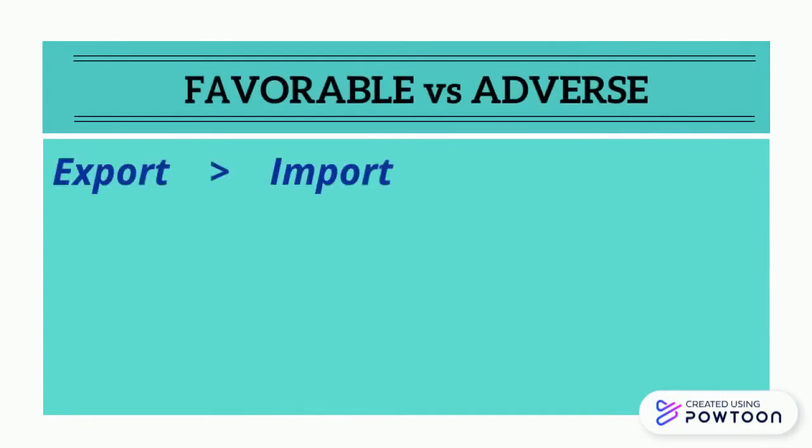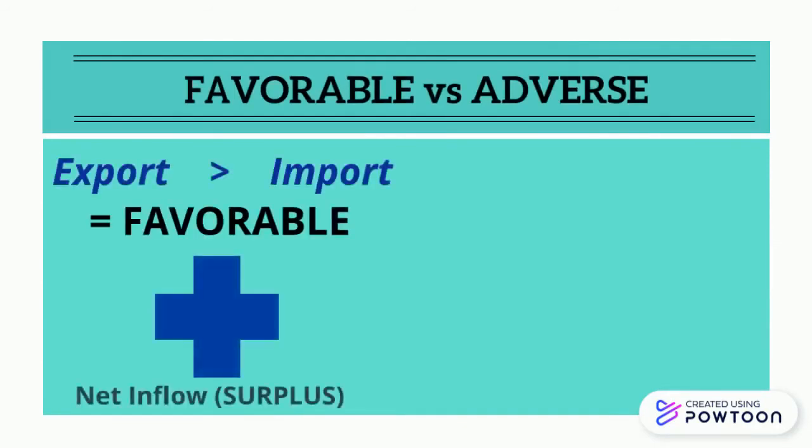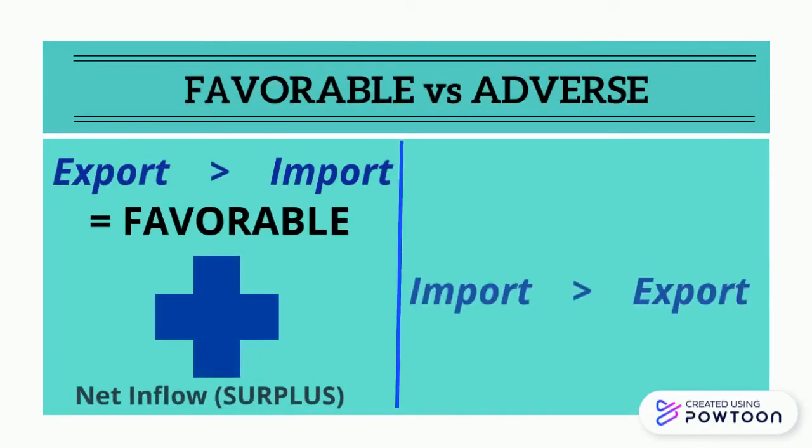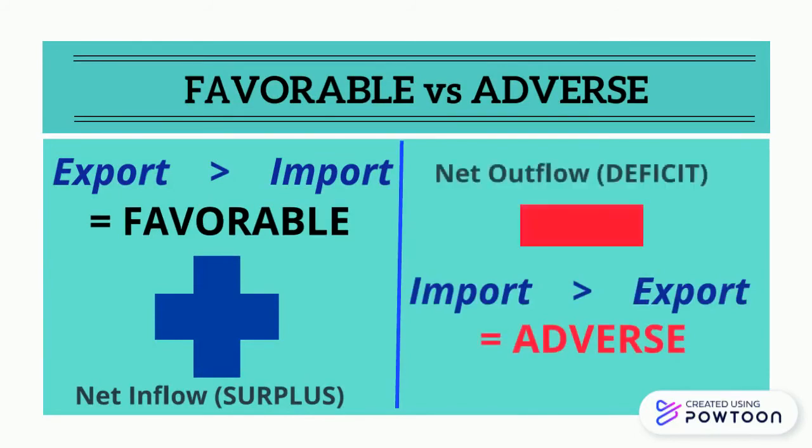Now, our balance of trade or payment can be favorable or adverse. If it's favorable, our exports exceeded our imports and it resulted in a surplus. If it's adverse, our imports exceeded our exports and it resulted in a deficit.